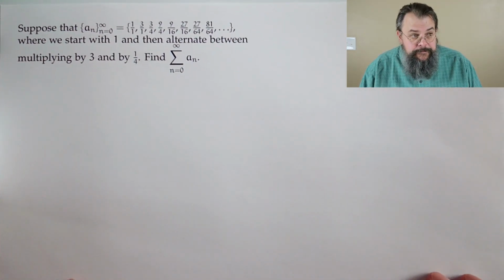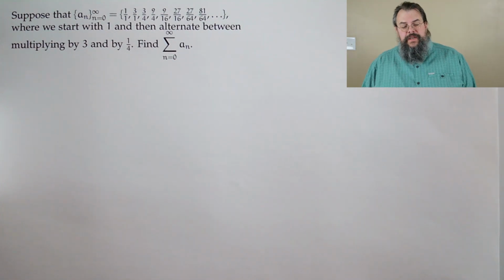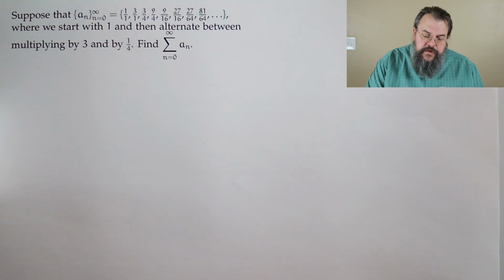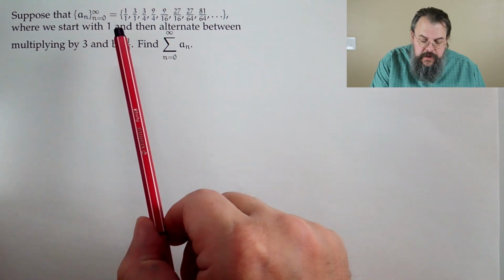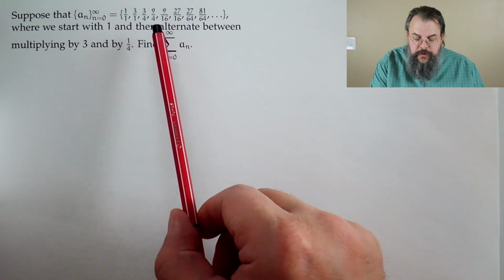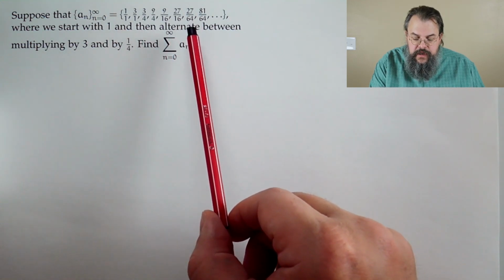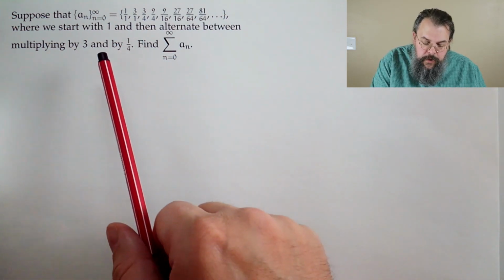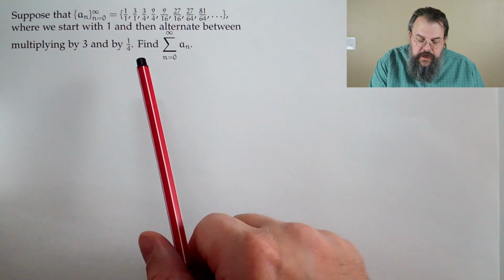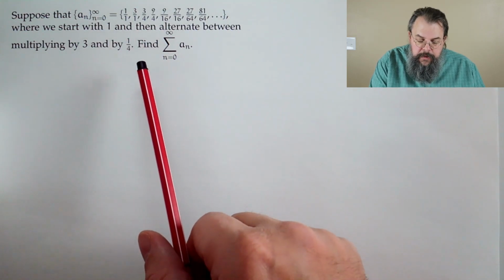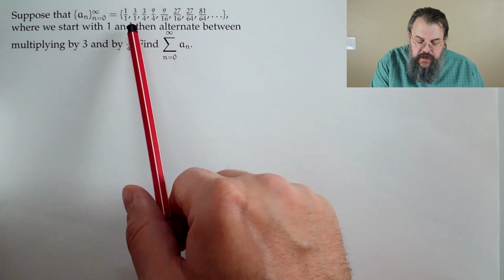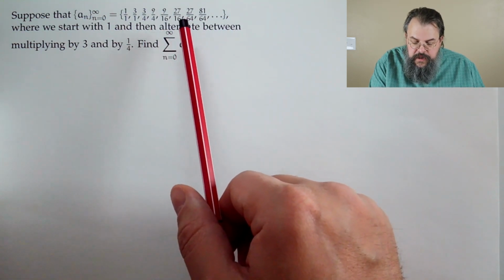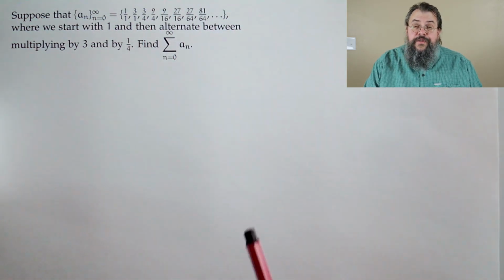Okay. So our next problem. Suppose that we have this sequence. Here's the first few terms: 1 over 1, 3 over 1, 3 over 4, 9 over 4, 9 over 16, 27 over 16, and so on. How do you form it? You start with 1, and then you alternate between multiplying by 3 or by a 4th. So you multiply by 3, then by a 4th, then by 3, then by a 4th, then by 3, then by a 4th, and so forth and so on.